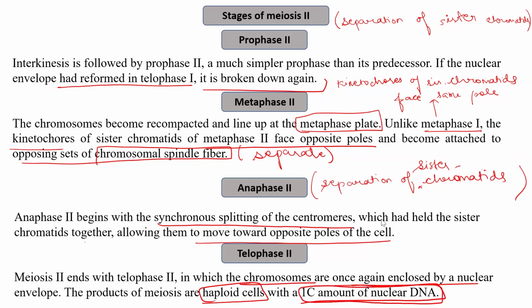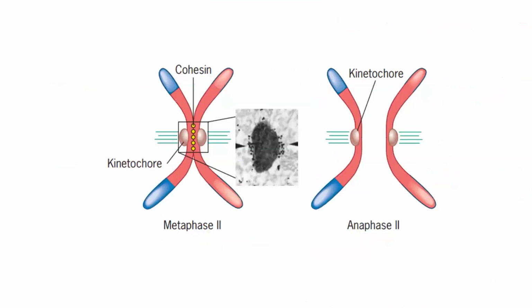This is the metaphase 2 and anaphase 2 stage. In this, the two represented here are the sister chromatids. Earlier, the separation of homologous chromosomes was happening. Now the separation of sister chromatids is happening in meiosis 2. So the cohesin which is present between the sister chromatids gets proteolytically cleaved, and the chromatids move to the opposite poles.